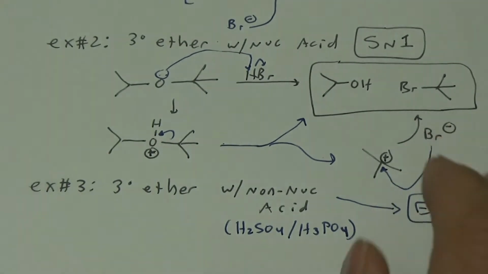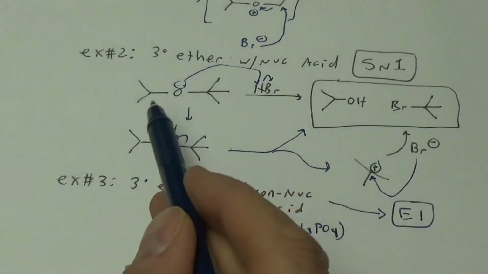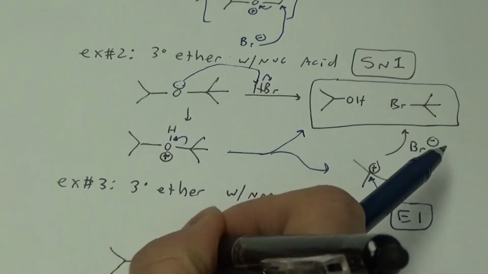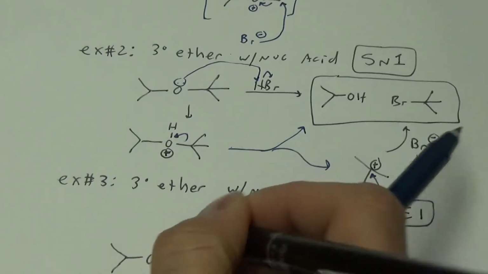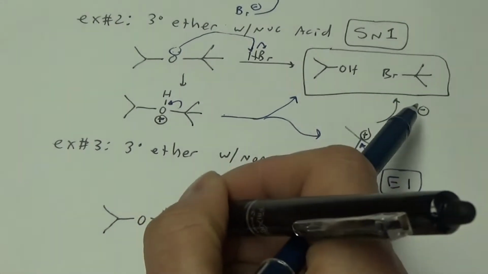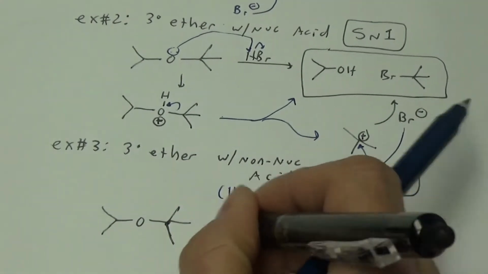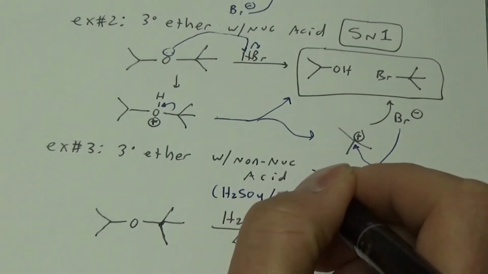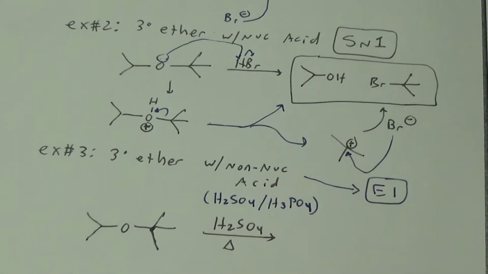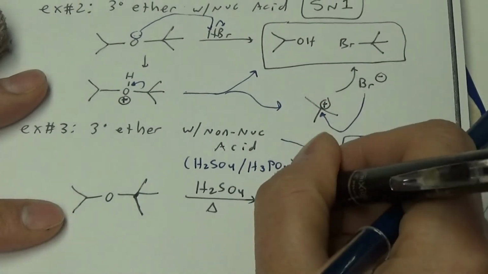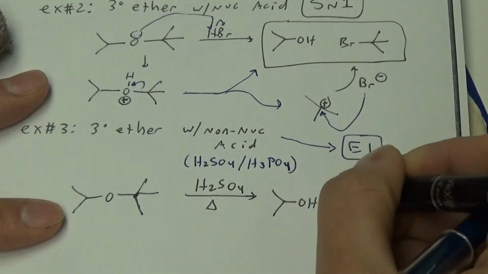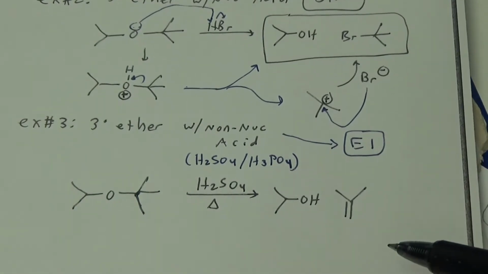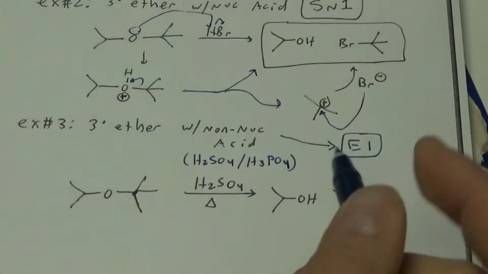So let's do the same exact substrate, secondary or tertiary, and we'll do a non-nucleophilic acid like H2SO4. Sometimes a little bit of heat is applied, a little bit of temperature. And here we cleave and the tertiary side gets converted to an alkene. So it's isobutylene, it's just a 4-carbon alkene. What's the mechanism of this reaction?